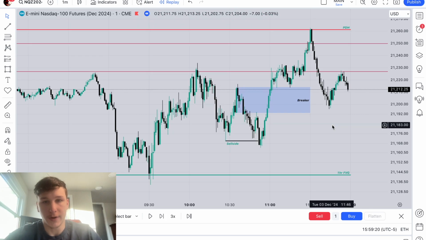Looking at the 1 minute chart here, as you can see, heading into this, it's a very classic sensation in price.